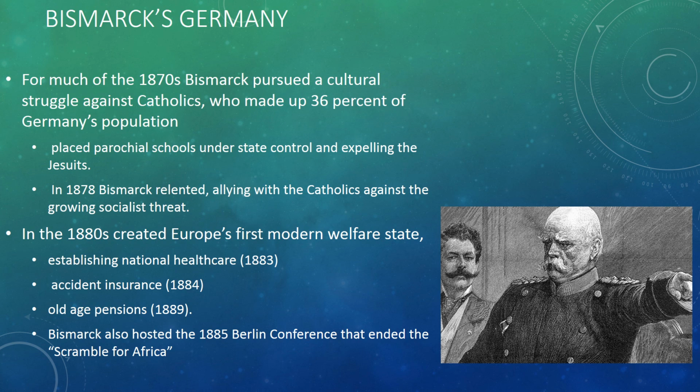In 1878, he goes back on this earlier aggression and lets Catholics be allied with him against another big threat, in this case, socialism. In the 1880s, he will create the first modern welfare state, which, ironically enough, borrows a lot from socialistic tendencies. In 1883, for example, a national healthcare system is established. Insurance in 1884. You have pension plans by 1889.